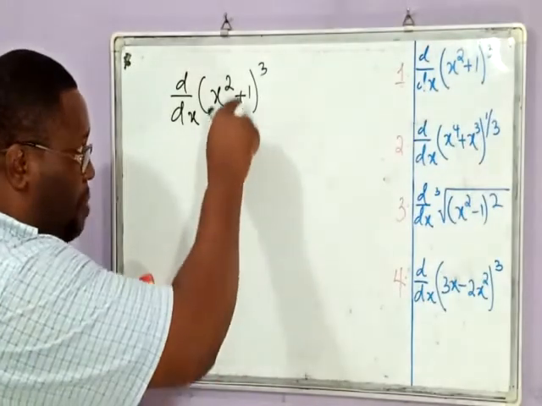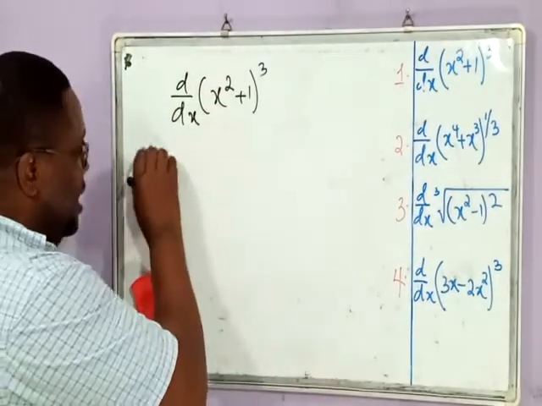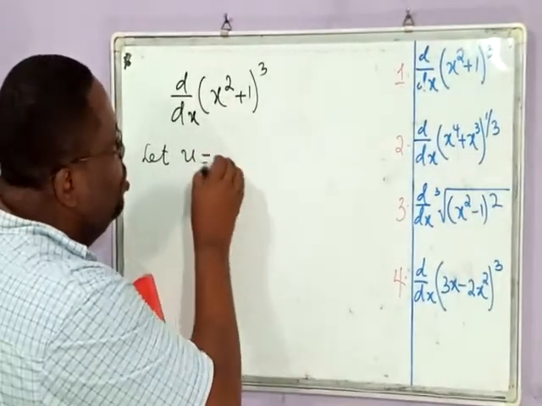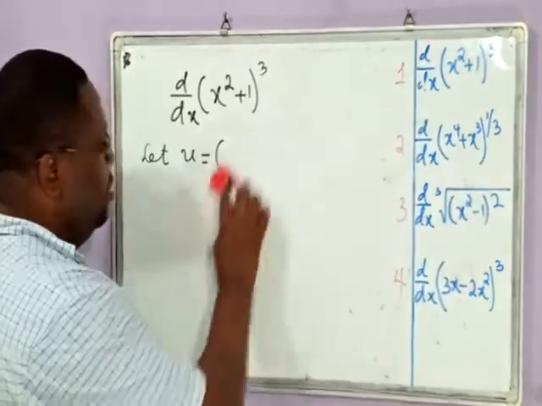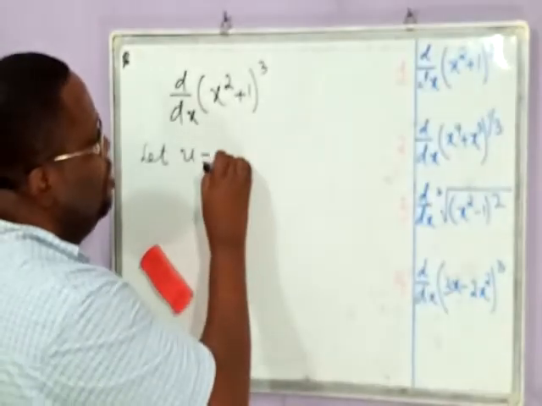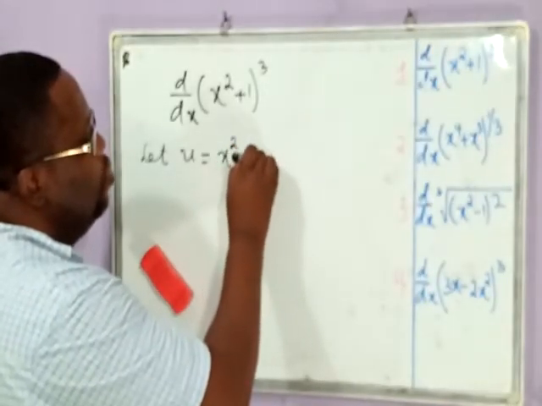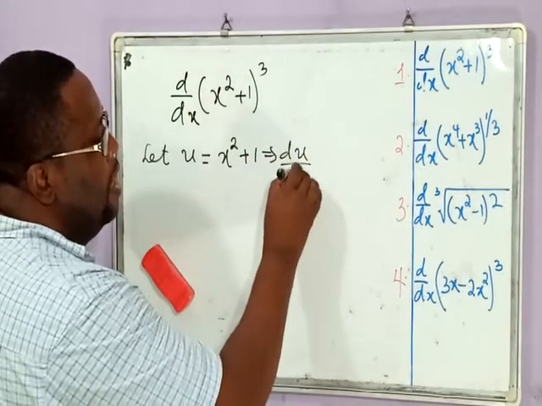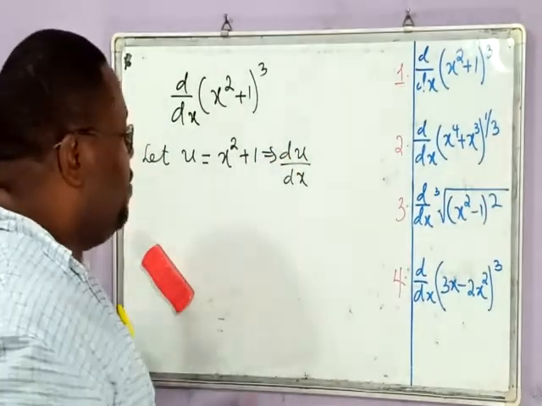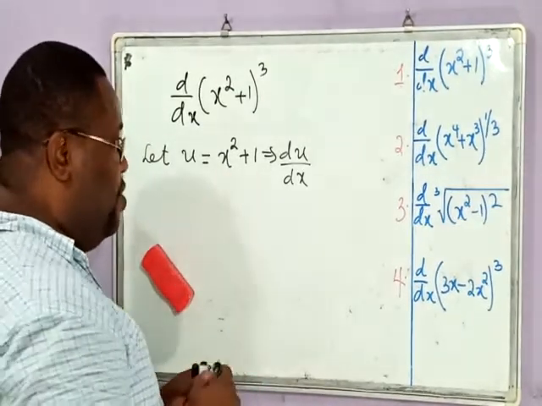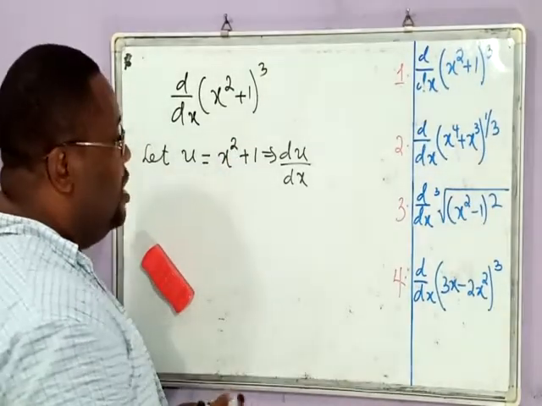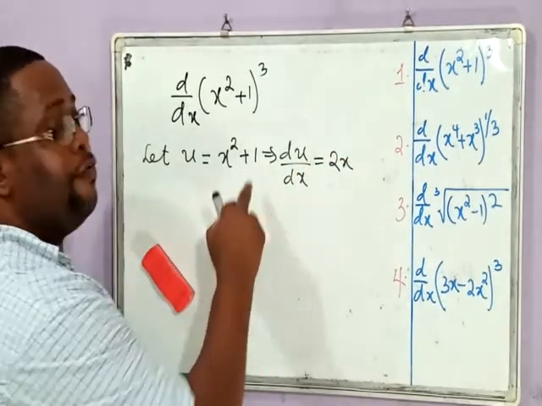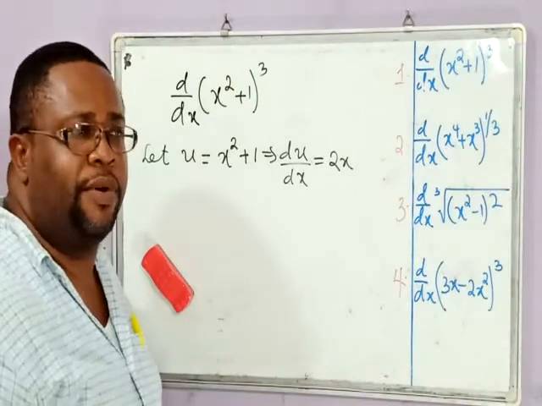Now, this is going to be my inside portion, so I can simply say let u be equal to x squared plus 1. This implies that du by dx, if I differentiate x squared plus 1, when you differentiate x squared, you are simply going to get 2x. When you differentiate 1, of course, you have 0.